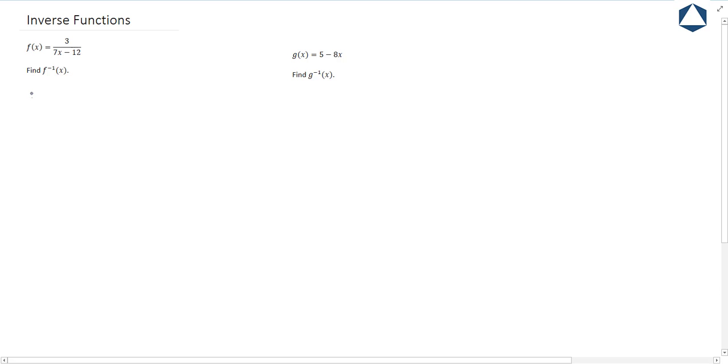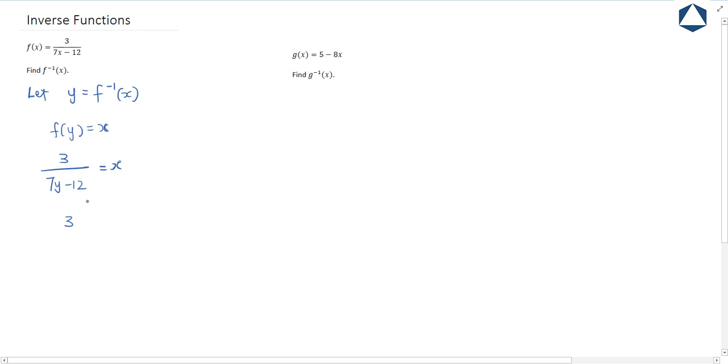So first we'll define. We'll say let y equal the inverse function of f. Then for this inverse function, I'll move it over to the left hand side, so it becomes f of y equals x. So the function f of y will be just 3 over 7y minus 12 equals x. So now I need to rearrange it so that I have y in terms of x.